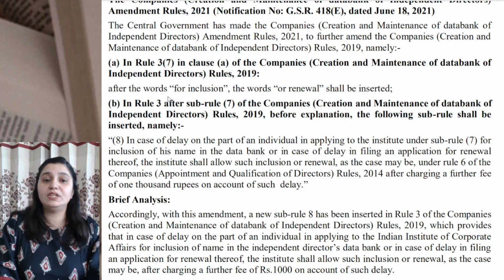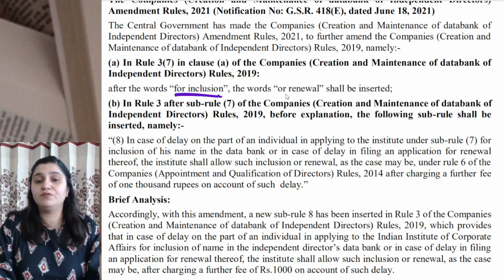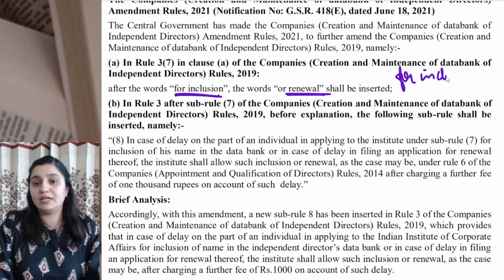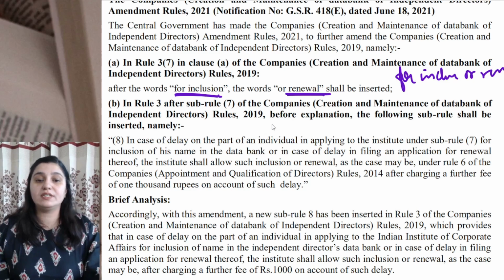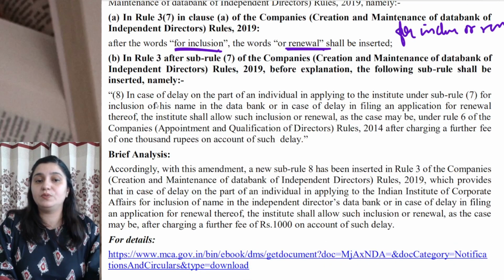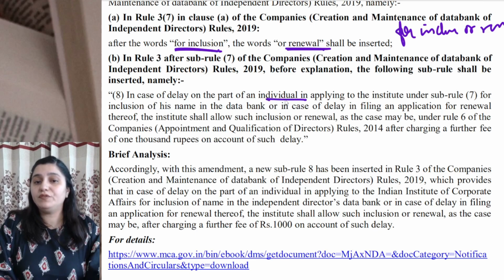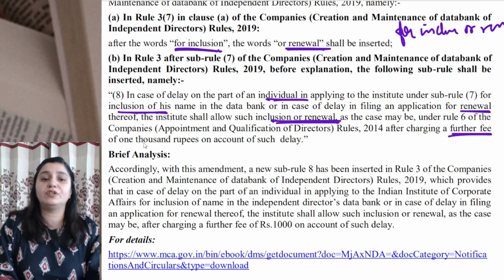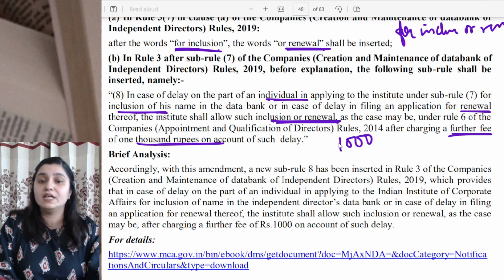The first amendment in the rule is that after the words for inclusion, the words or renewal shall be inserted. So wherever for inclusion is written, the words and renewal will be inserted. And further, in the sub rule, a new sub rule is inserted which says: in case of delay on the part of an individual in applying to the institute for inclusion of his name in the database, or in case of delay of filing an application for renewal, the institute shall allow the inclusion or renewal, as the case may be, after charging a further fee of 1000 rupees for such delay.